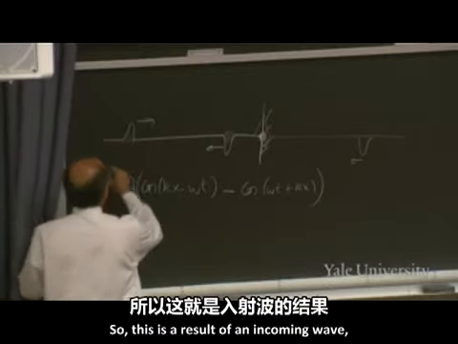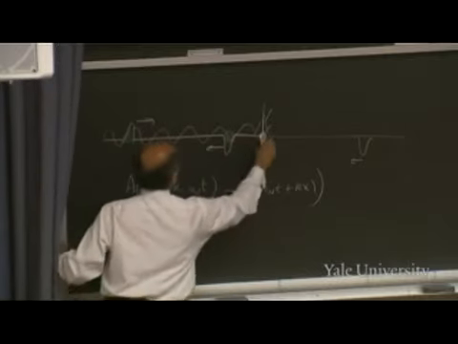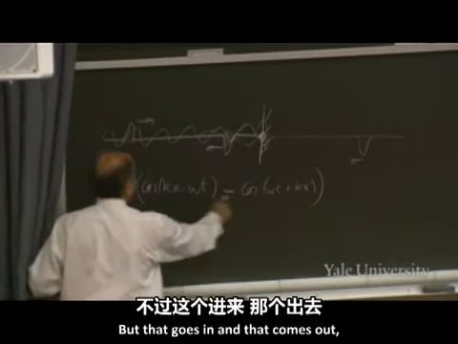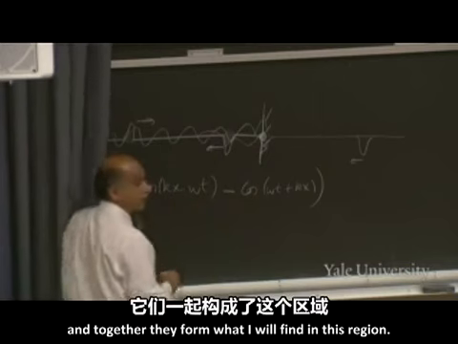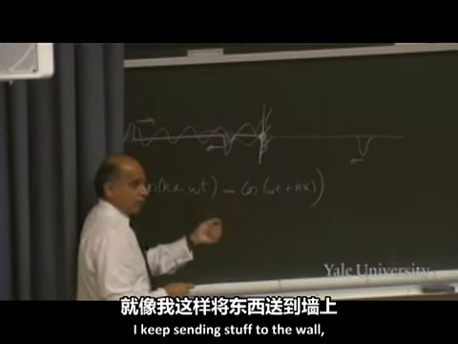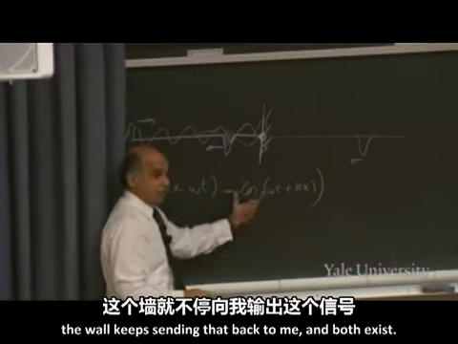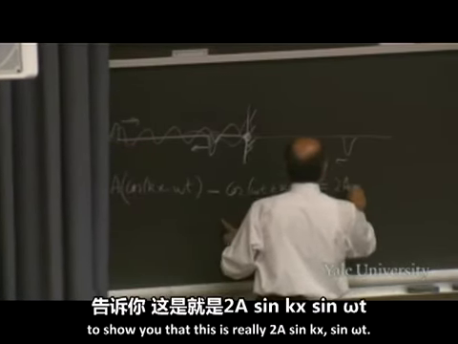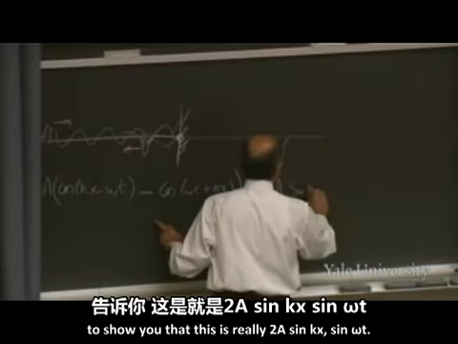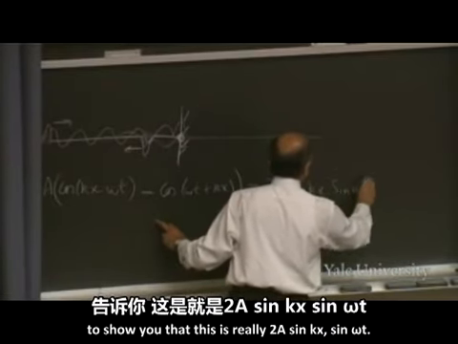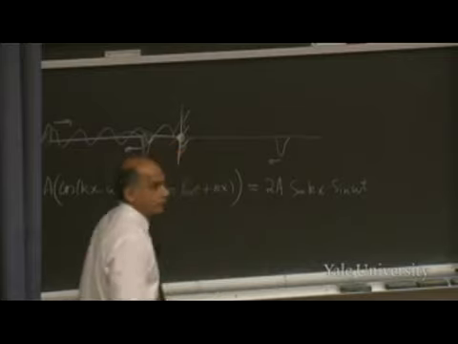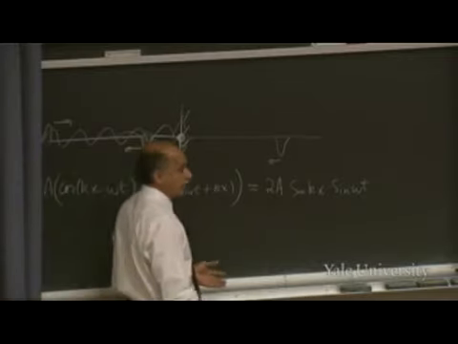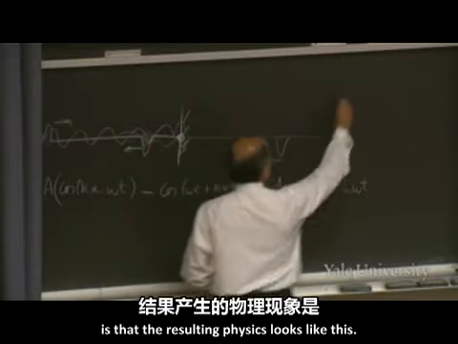So this is a result of an incoming wave and the one that's sent back by the wall. Together they coexist. That goes in and that comes out, and together they form what I will find in this region. I keep sending stuff to the wall, the wall keeps sending that back to me, and both exist. Well, you've got to do another trigonometric identity to show you that this is really 2 sin kx sin omega t. I don't want to go through the trigonometric identity, but what I want you to notice is that the resulting physics looks like this.